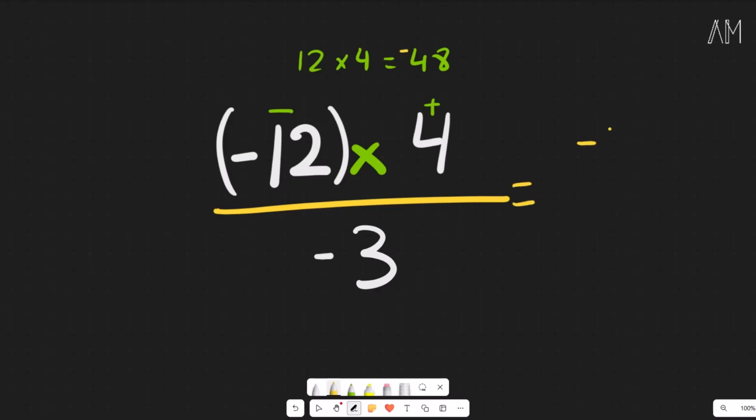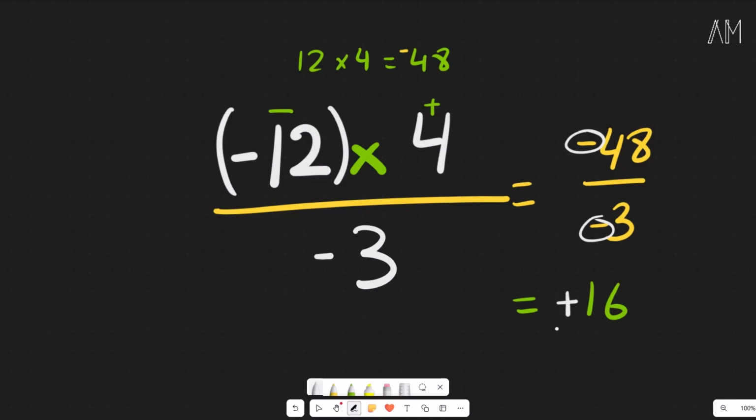So it will become negative 48 divided by negative 3. Now again here, apply the division without the signs. So 48 divided by 3, if you apply the long division, it will be equal to 16. So after division, the answer is 16. There we go. And to know if it's positive or negative, check the signs. Here, the first one is negative, the other one also negative. They are the same. So the final answer will be positive. And there we go. That's how we do it.